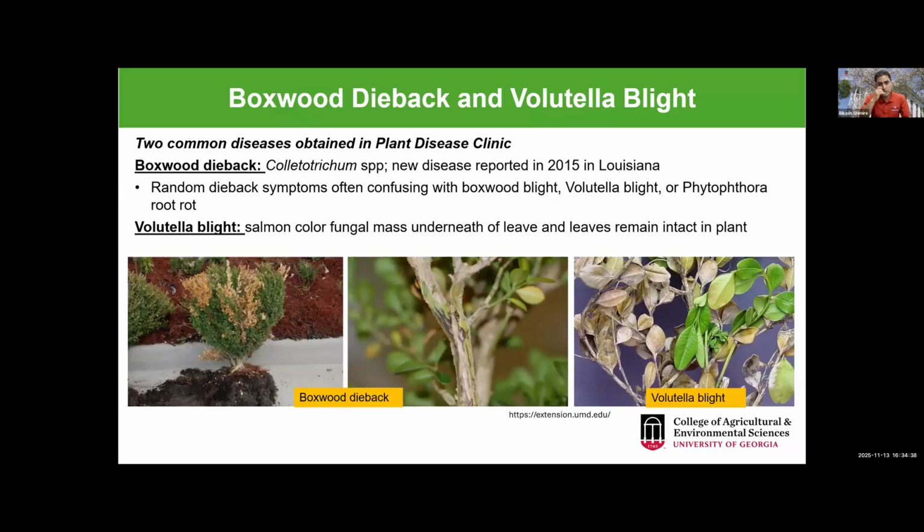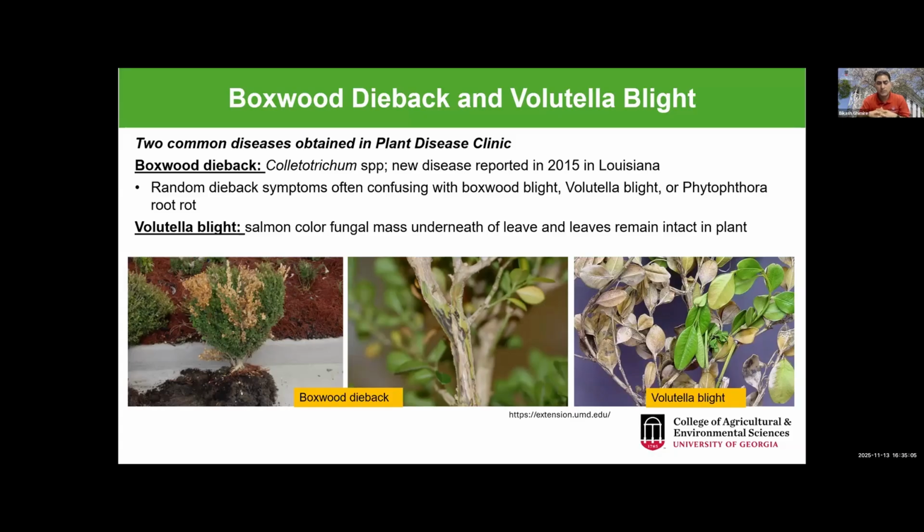And then we have two other diseases in boxwood that we commonly identified in the plant disease clinic this year, which are boxwood dieback and Volutella blight. The boxwood dieback pathogen is called Calonectria pseudonaviculata. It's a kind of new disease here in the state, reported in 2015 in Louisiana. It causes dieback symptoms, and it is often confused with boxwood blight, Volutella blight, or Phytophthora root rot. It looks similar, so it's very confusing.